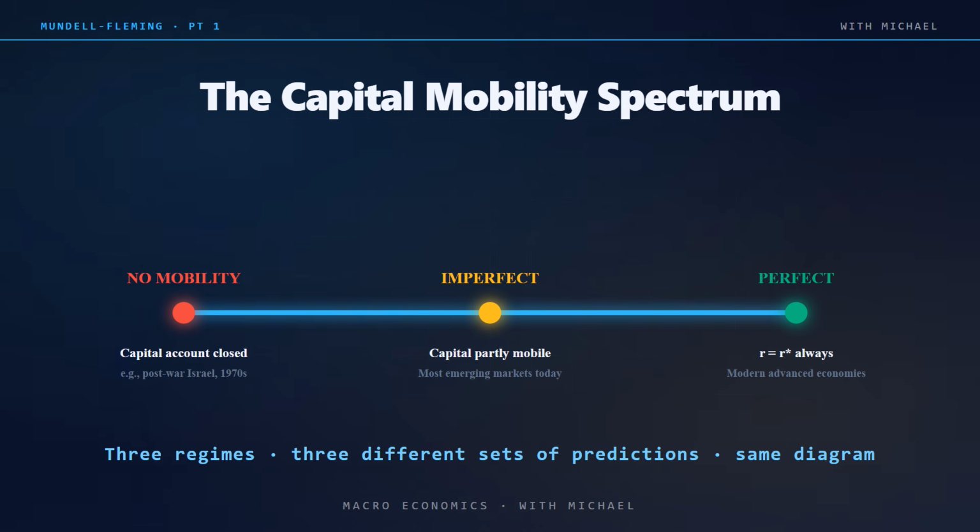In the Mundell-Fleming model, this is represented by a BP curve, a balance of payments curve, that slopes upward but is neither vertical nor horizontal. The slope of the BP curve depends on how mobile capital is.